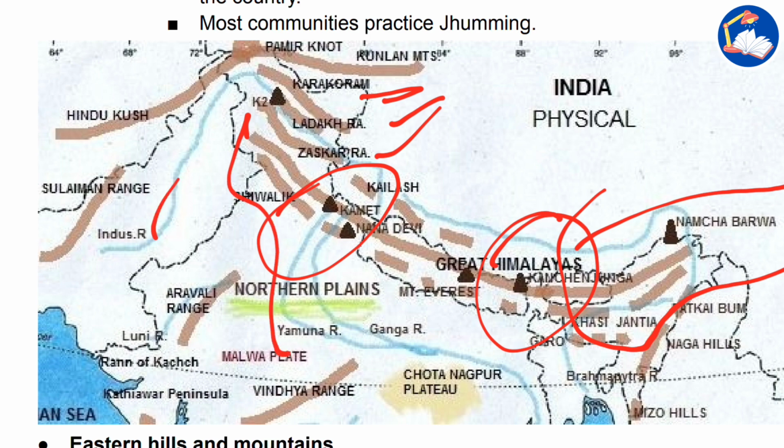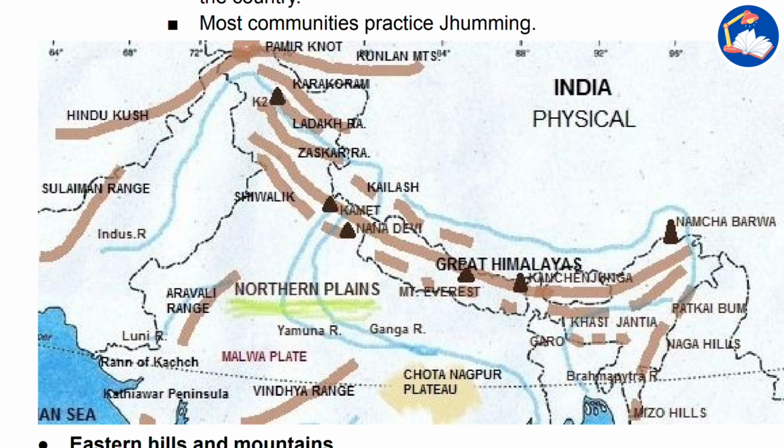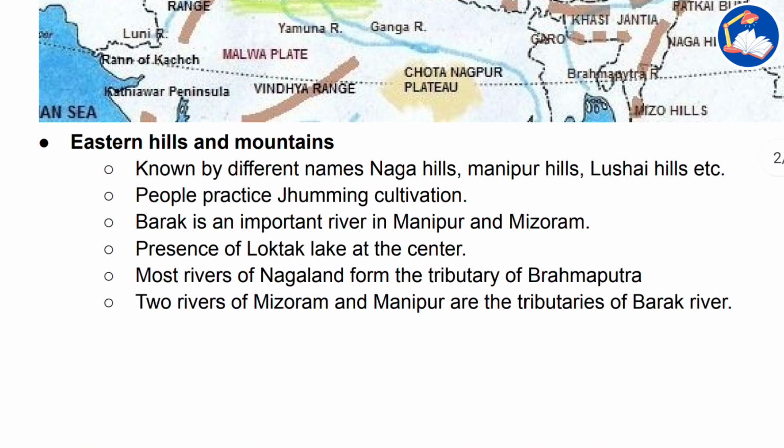The Kashmir Himalayas are drained by the Indus River system over here. I'll use another color: the Indus River system over here, and also the Ganga River system over here. We can say both the Kashmir and the Uttarakhand and Himachal Himalayas are drained by these two river systems. And going down, we have the eastern hills and mountains.